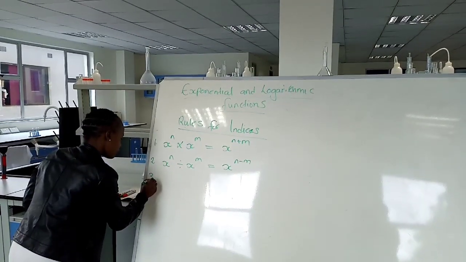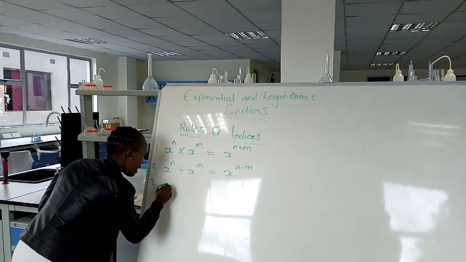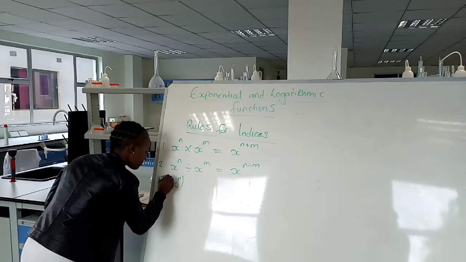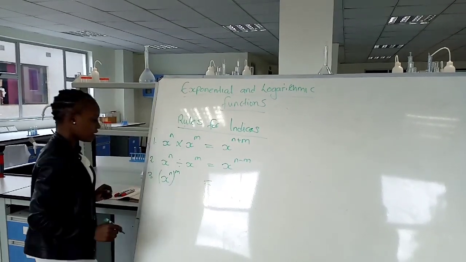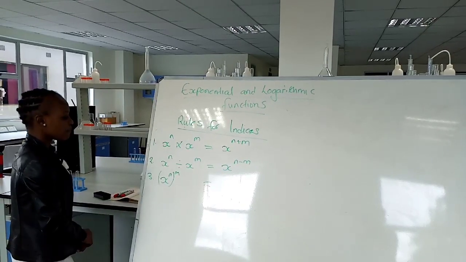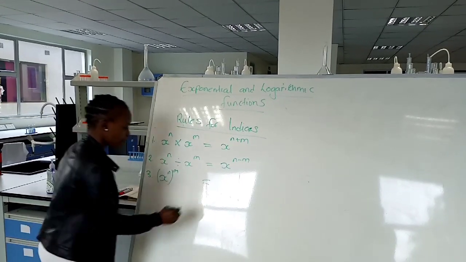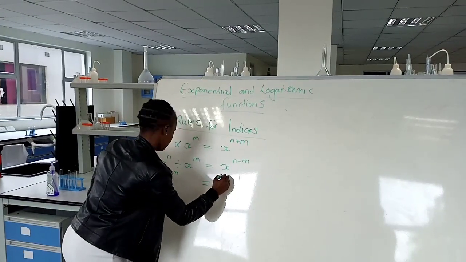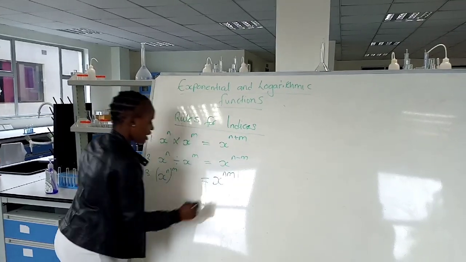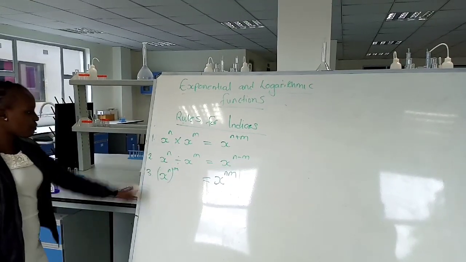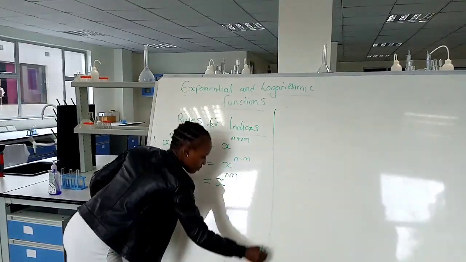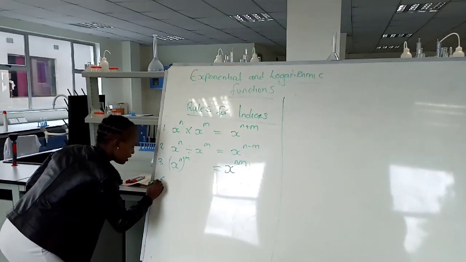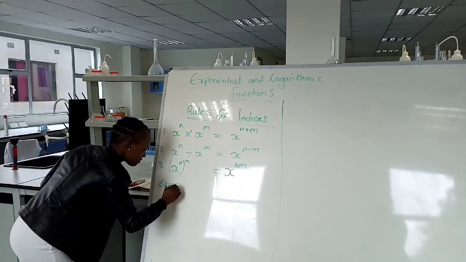Then the third one that we have is where we have x raised to the power n, then everything is raised to the power m. This simply means that we are supposed to multiply the powers, which is going to be x to the power n times m. And from this, we can look at some examples. So let us look at examples.